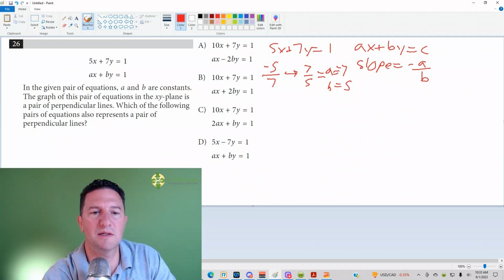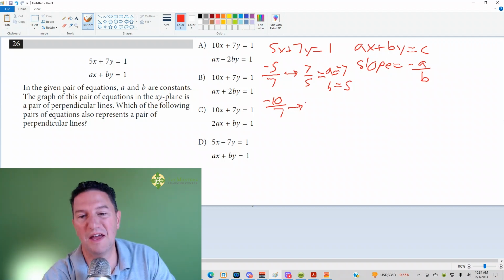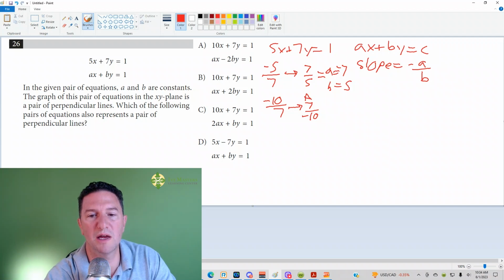So in this case, answer choice A, negative A over B is going to be negative 10 over B. I need a positive 7 over 10. Let's see if I do negative A, which would be a negative 7, which is just going to be 7 over B. B is going to be negative 2 times 5, and that's going to give you a negative 10. So that doesn't work. This was answer choice A. That didn't work.